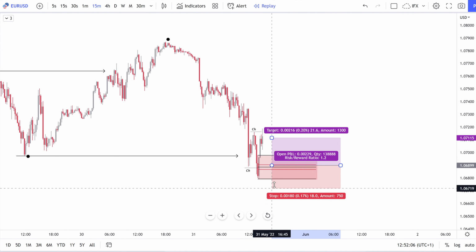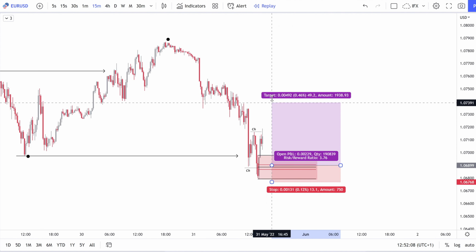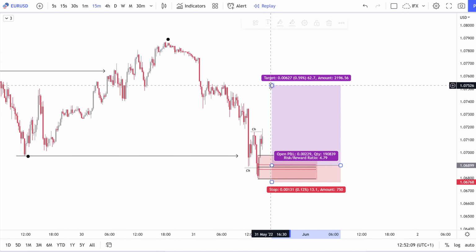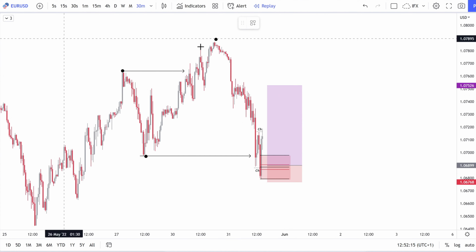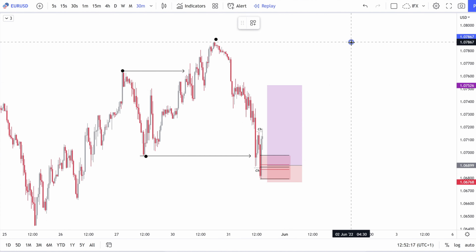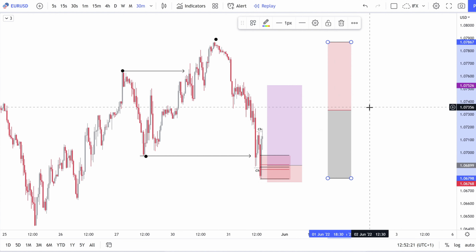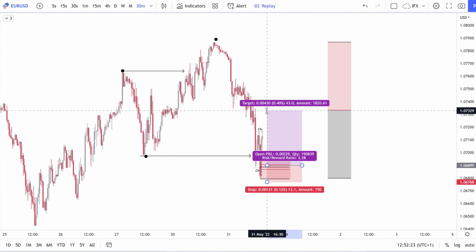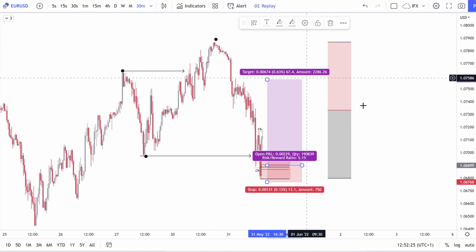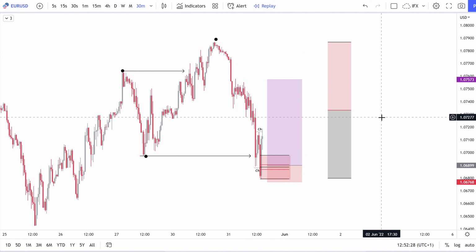I'm not going to focus too much on the risk reward or anything like that. We'll just target the 50%. Now, if I jump to the 30 minute, let's understand this is the swing range that we're playing within. Right, so your first targets, you could take partials here. You could have hard take profits. Whatever it is you're doing, however you decide to manage your trade.